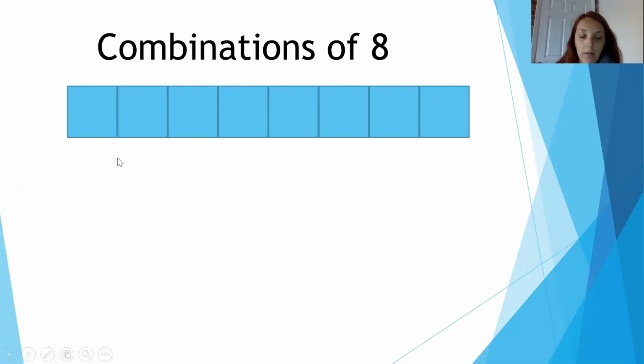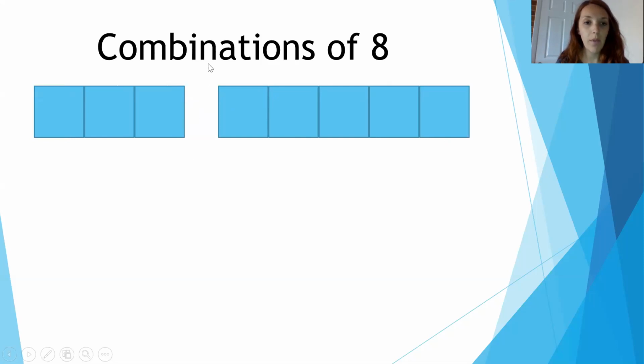I could break it apart here, or I could break it apart here, and I could break it apart here. But no matter how many times I break apart this rod of cubes, it's still going to always be the number 8. So let me break it apart here. Okay, I broke it apart right there. And do I still have 8 cubes even though they're broken apart? I do. 1, 2, 3, 4, 5, 6, 7, 8. I still have 8. But look, they're in 2 different groups.